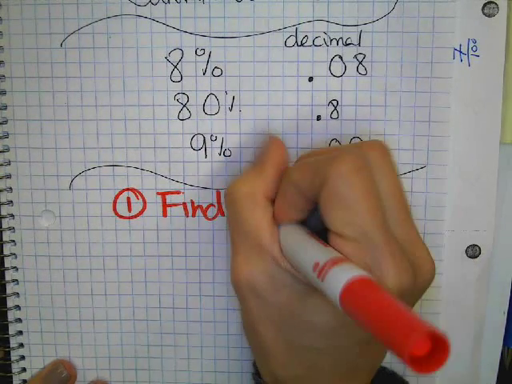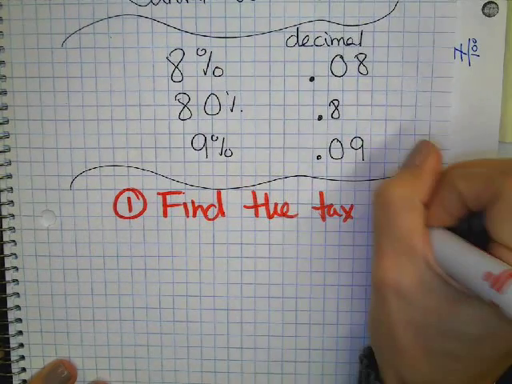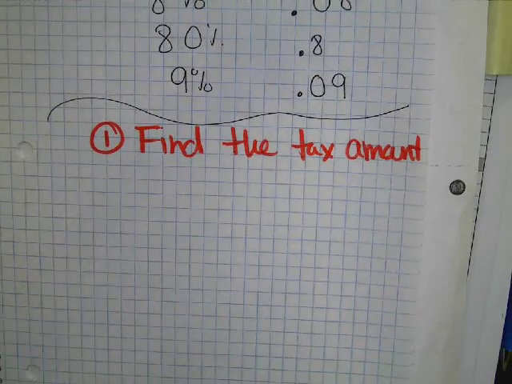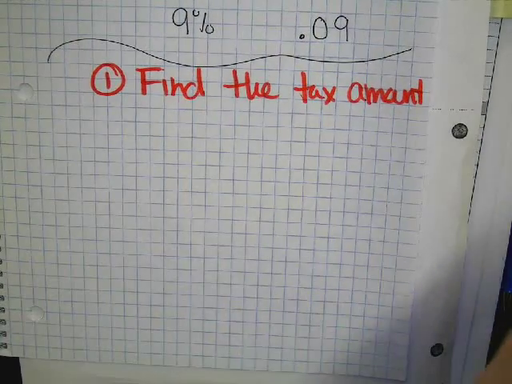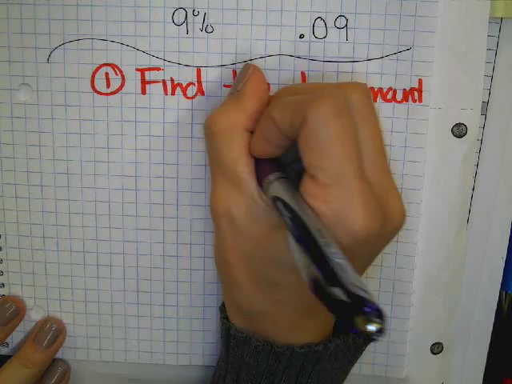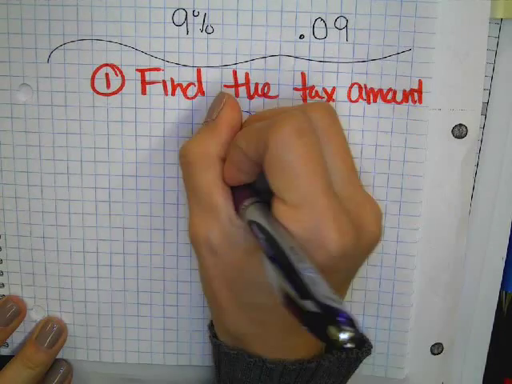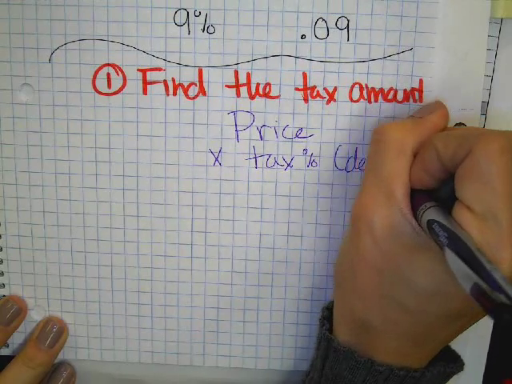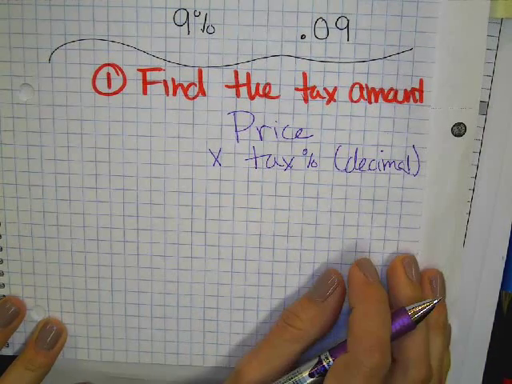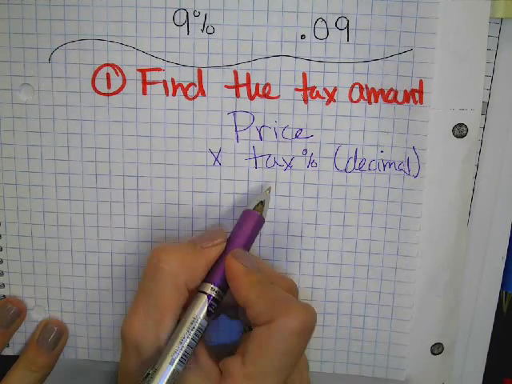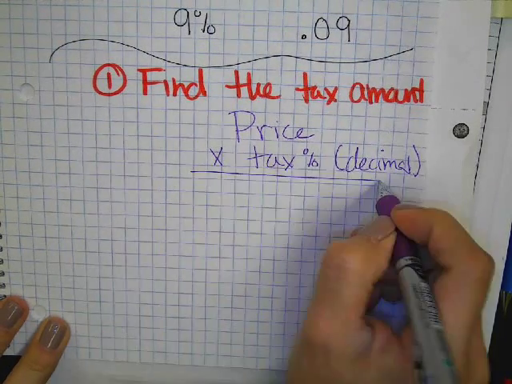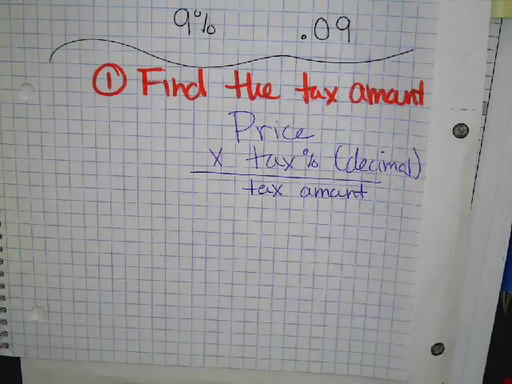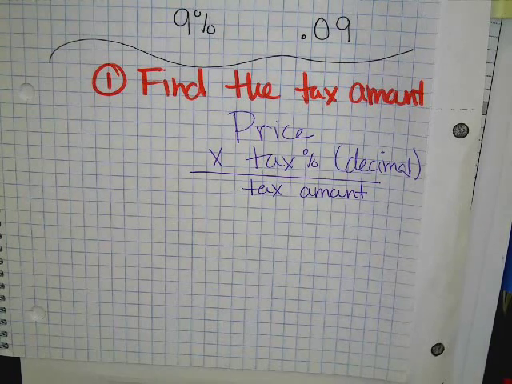So the first thing you're going to do is you're going to find the tax amount. As in, how much extra are you going to have to pay just in taxes? So write this down, tax amount. You do that by taking the price and you're going to multiply it by your tax percent written as a decimal. Hey, isn't this the same thing we did before? Yeah, didn't you take your price and multiply it by your percent? Yeah, so your first step is exactly the same. So the first step is to multiply.